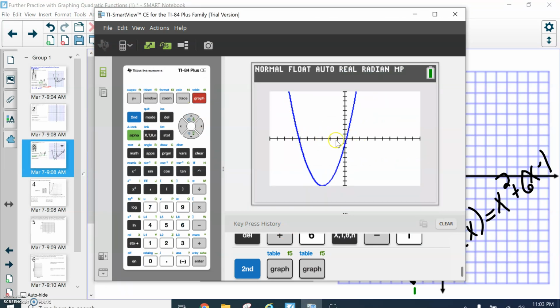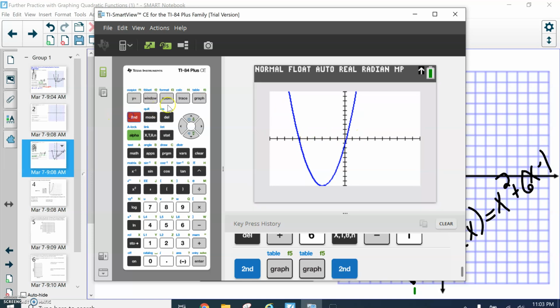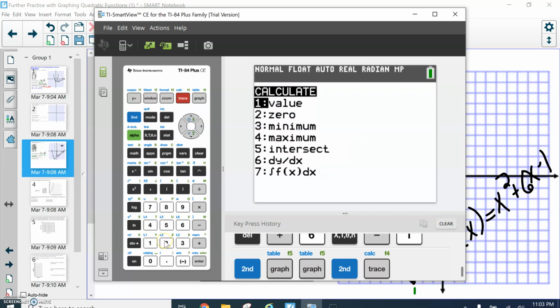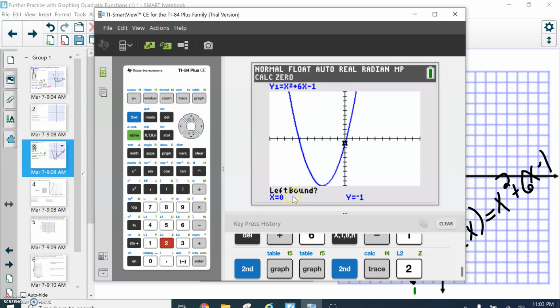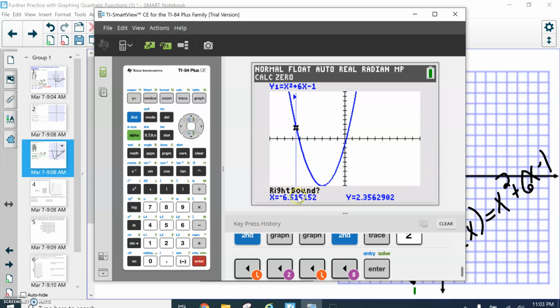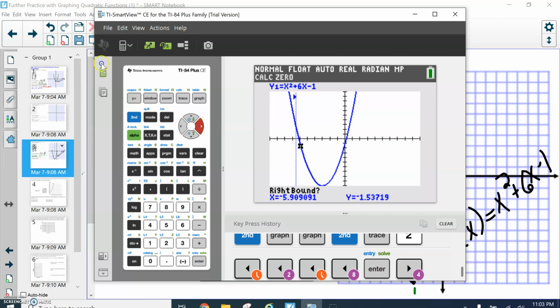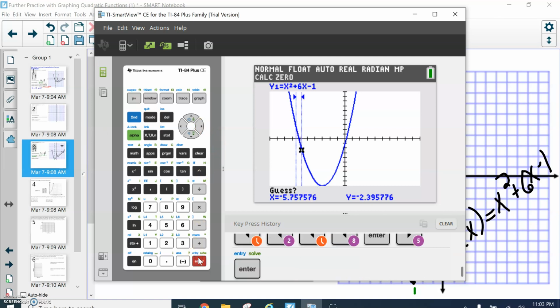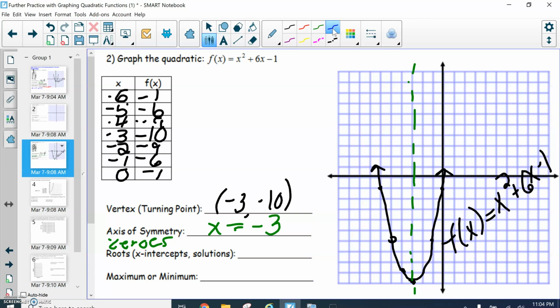So again, I can't easily read these points. So we hit second, trace, go to option 2 where it says 0, and then I'm going to find this x-intercept on the left side first. So I'm going to scroll all the way to the left of that point. Hit enter. Now it's asking for the right bound. So I'm going to go to the right of that point, so slightly below it. Hit enter. And then hit enter again. So we get approximately negative 6.2. So that's our first x-intercept. X equals negative 6.2.